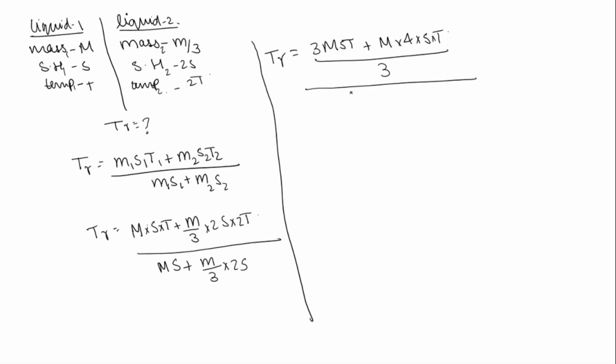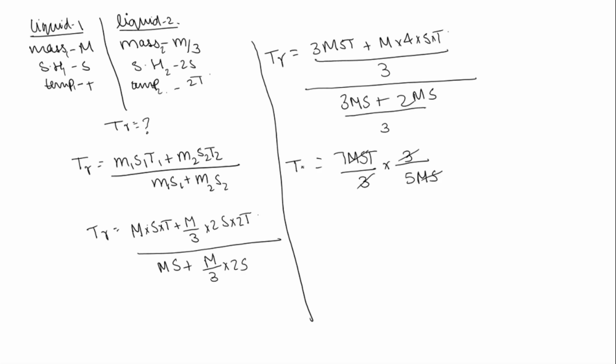here also we'll take LCM, we get 3MS plus 2MS by 3. So we get 3MST plus 4MST, that is 7MST by 3, into 3MS plus 2MS by 3, 5MS. 3 will get cancelled, MS will get cancelled. So Tr is equal to 7 by 5 T. So the option is 4.